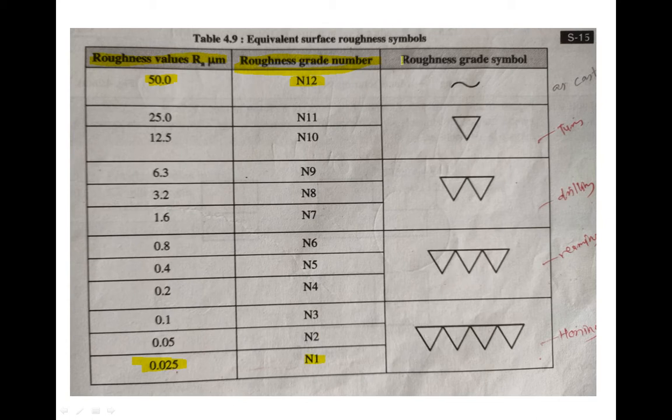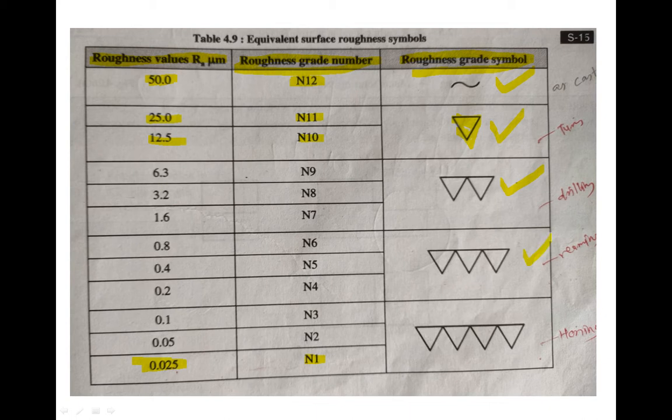Then corresponding to this, the surface roughness grade symbol is given. This 50 micrometer means N12 grade, and this is the symbol for this surface roughness grade. Similarly, for 25 and 12.5, N11 and N10 are the grades, and this is the single triangle. This symbol will represent the grade numbers 10 to 11, and the surface roughness will vary from 12.5 micrometer to 25 micrometer. Then next, if you draw two triangles, the surface roughness will vary from N7 to N9 and 1.6 to 6.3 micrometer.